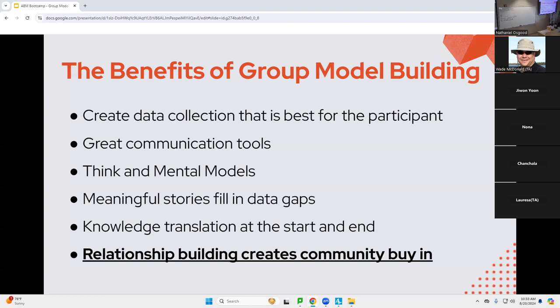Knowledge translation at the start and the end of something, right? Working with communities, creating buy-in. And then that whole aspect that even if you didn't have a systems diagram that came out of the end of this, being intentional about the relationships that you're building with the communities that you're trying to do interventions with creates community buy-in, right?